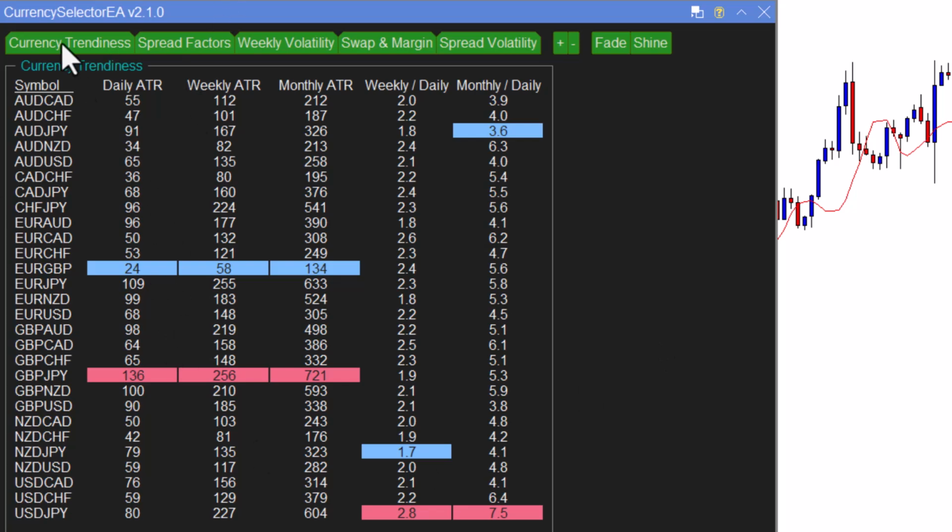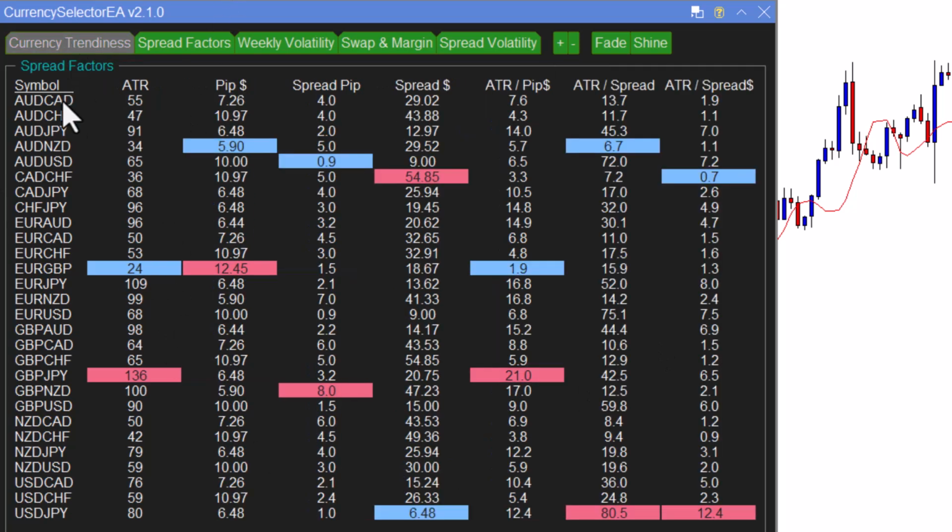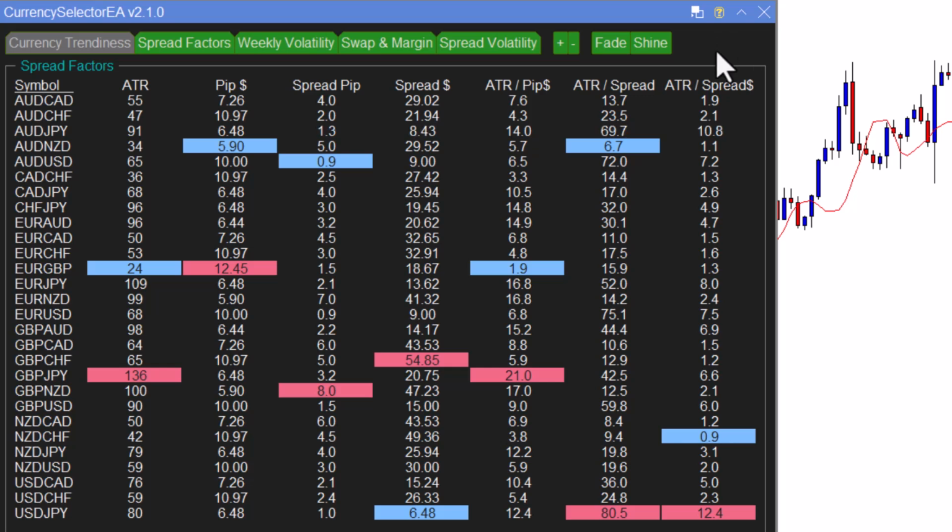Spread factors, and you can switch them off. So you just switch that off now. So now we're looking at the spread factors, and the spread factors basically tell you exactly how much you're paying. So spread factors give you a lot of information that you don't actually see very easily in the MT4 platform.